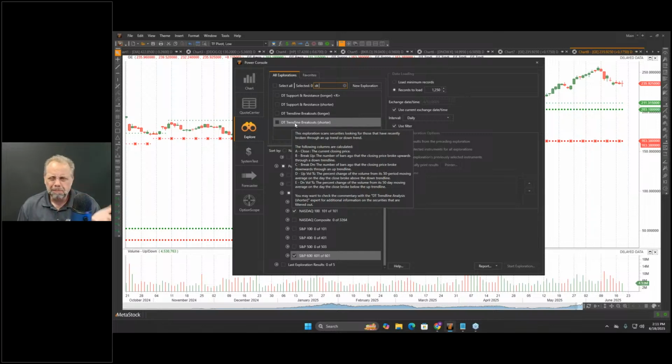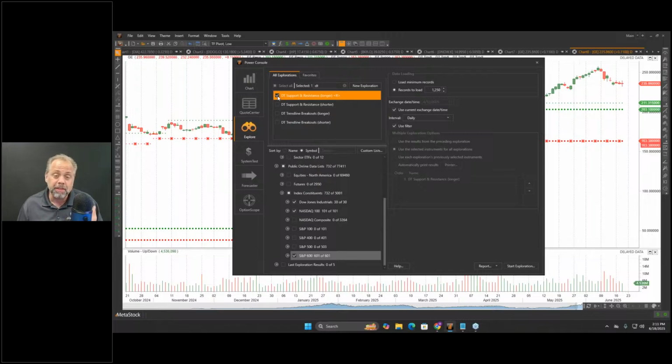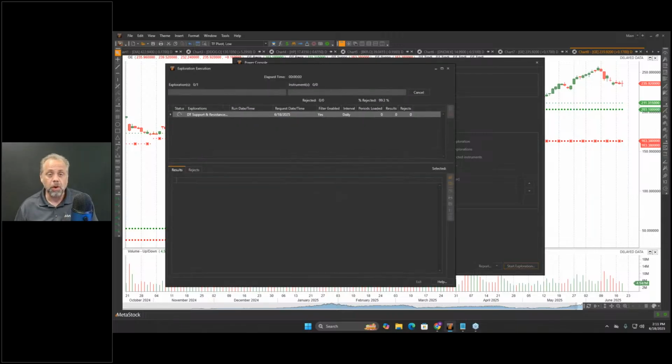Okay. We won't run all of these scans. I just want to give you an idea of how it works. And it is a little bit different than some of the other scans. So I really want to do a scan right now. To keep things quick, I'm going to run this exploration against the Dow Jones Industrials, the NASDAQ, and the S&P. I don't know why the 600 is selected. Let's do the 500, and we'll just go ahead and run that scan.